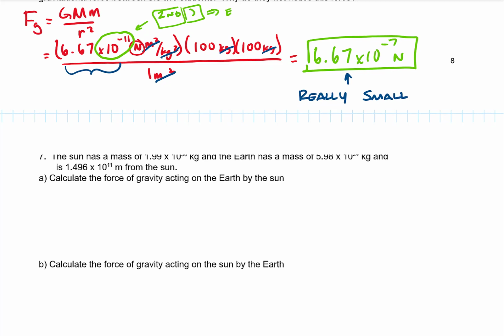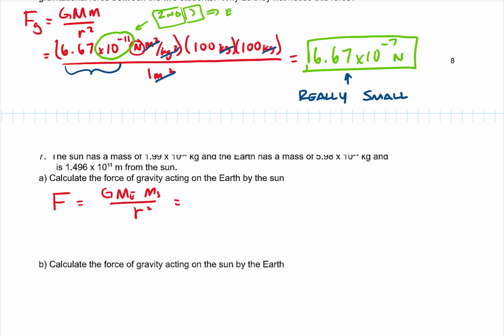The sun has a mass of 1.99 times 10 to the 30th kilograms, and the Earth has a mass of 5.98 times 10 to the 24th kilograms, and that's how far apart they are. I want to calculate the force of gravity acting on the Earth by the sun. So the force of gravity acting on the Earth by the sun is G times the mass of the Earth times the mass of the sun divided by the distance separating them squared.